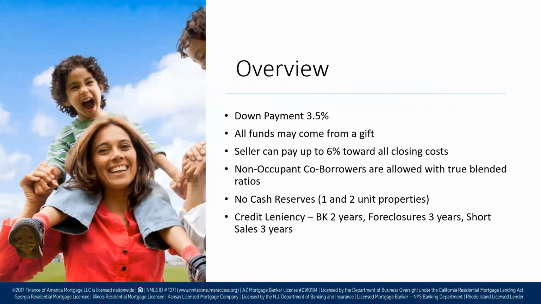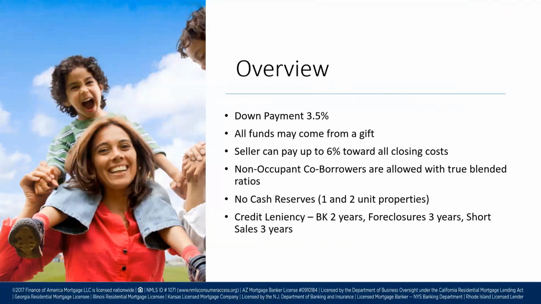The seller can also pay up to 6% towards all closing costs. Non-occupant co-borrowers are allowed, and that's with a true blended ratio. So again, if it's something that they can't qualify on their own, then there is an opportunity under FHA for them to be able to have a mom or a dad be a non-occupant co-borrower. There are no cash reserves that are required, and this is for 1 to 2 unit properties.